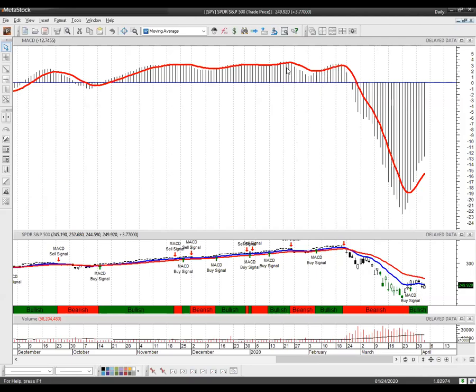So this isn't a textbook definition. We would want to see a cross below 0. In this case, it didn't happen. We didn't get a value under 0, but I'm going to show it as an example anyway. I'm going to draw a trend line.